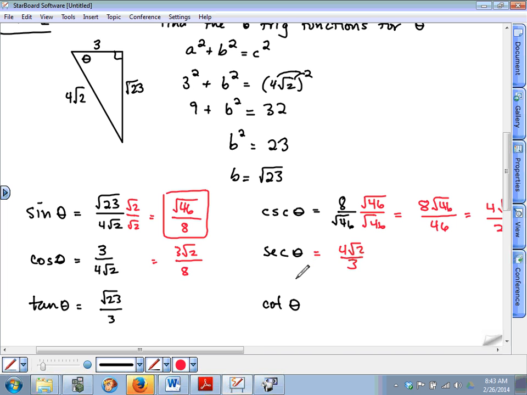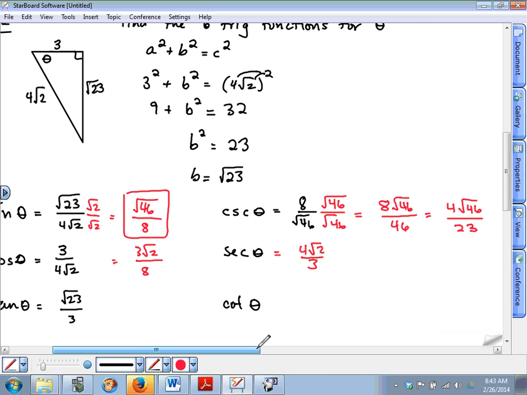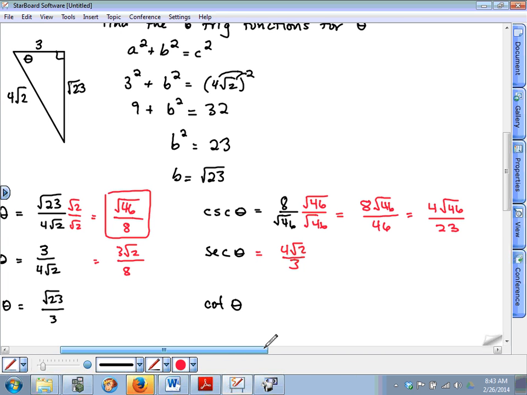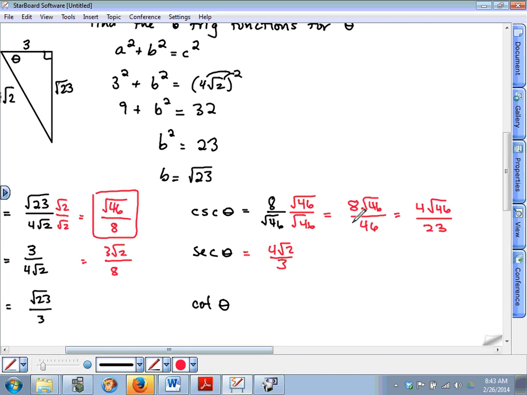Why is it 8 square root 46? It's this right here, the 8 and the 46 was simplified to 4 over 23.